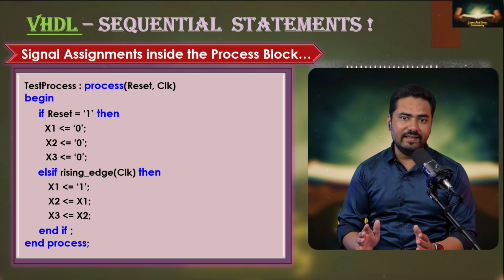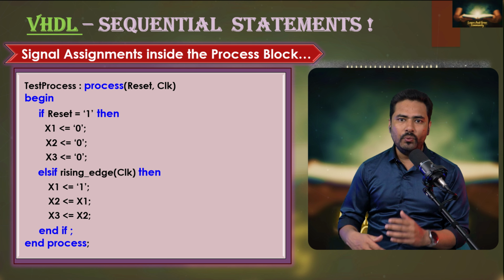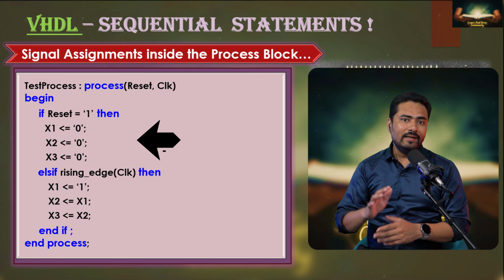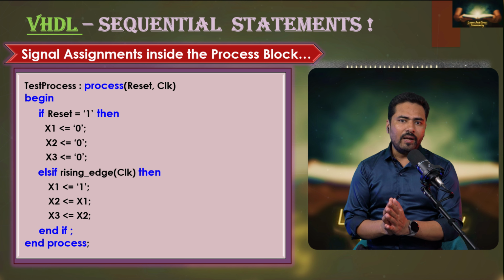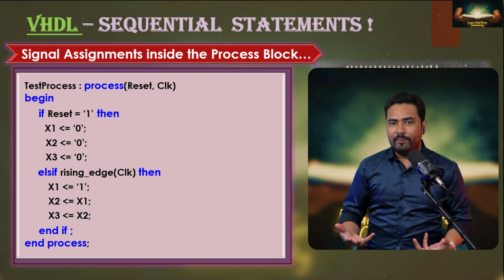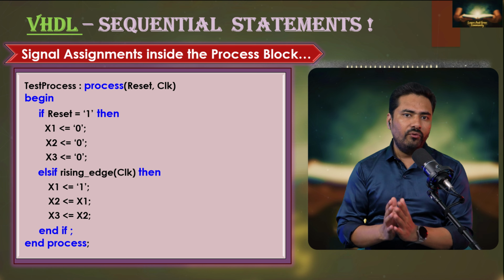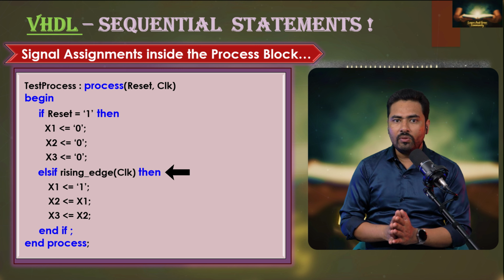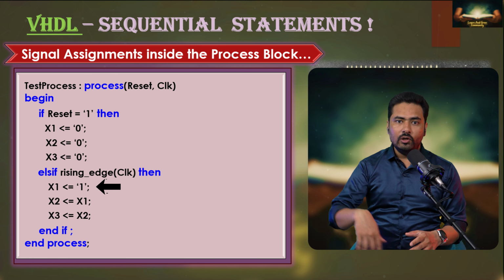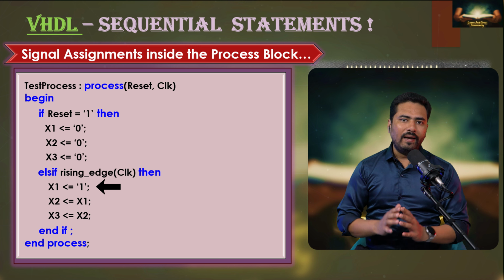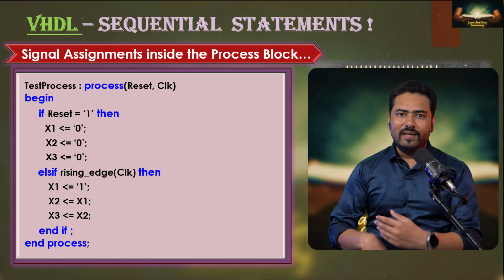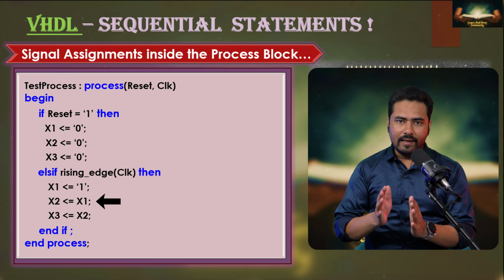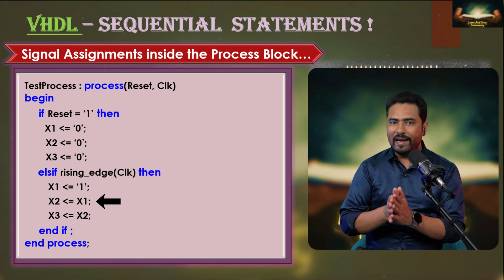Here I have three signals x1, x2, and x3. The reset assigns all these three signals to 0. Let's see what happens after the reset is not applied. So whenever we have a rising edge of the clock, we assign x1 a logical one. Therefore, x1 will be high just after the first rising edge. The next VHDL statement is x2 gets the value of x1.